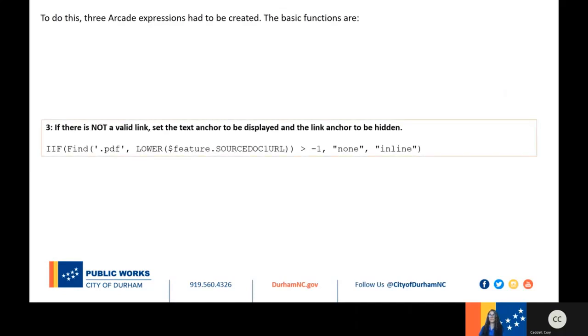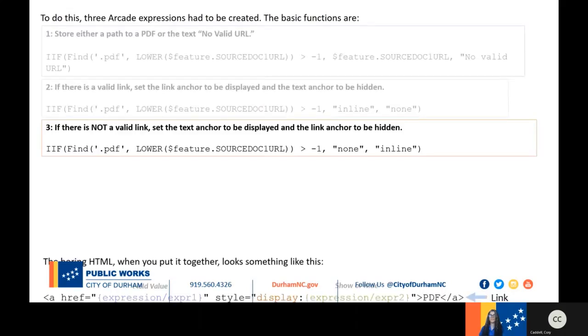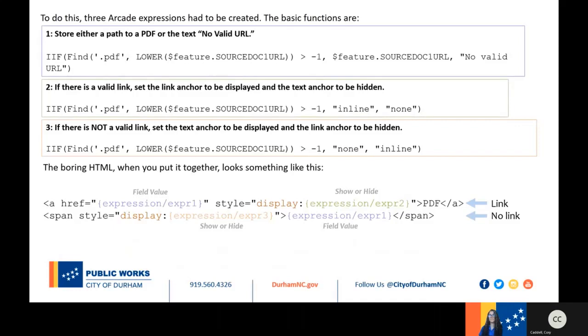If there is not a valid link, set the text to be displayed, no valid URL, and the link anchor to be hidden. If you're familiar with CSS and HTML, you can see that the expressions are changing the CSS display properties in the HTML to either be hidden or displayed. And if you're not familiar with it, you'll have to take our word for it like we did with the senior staff when they were explaining to us how to do this.